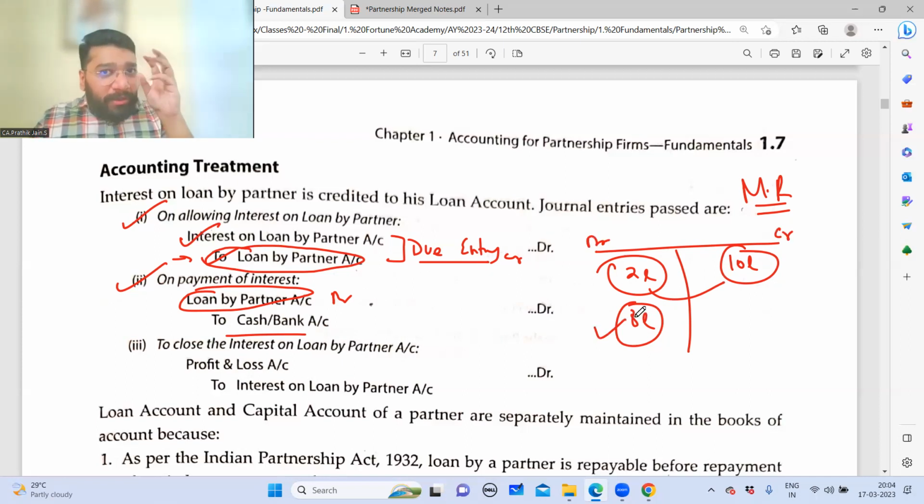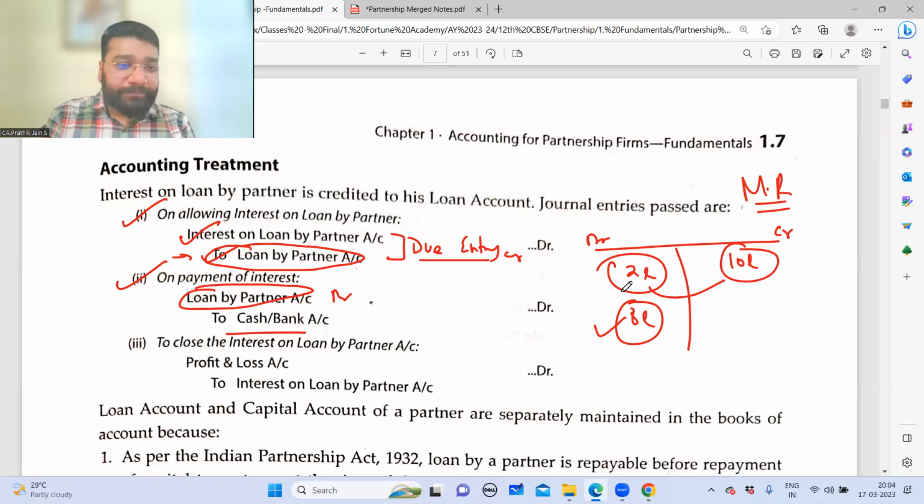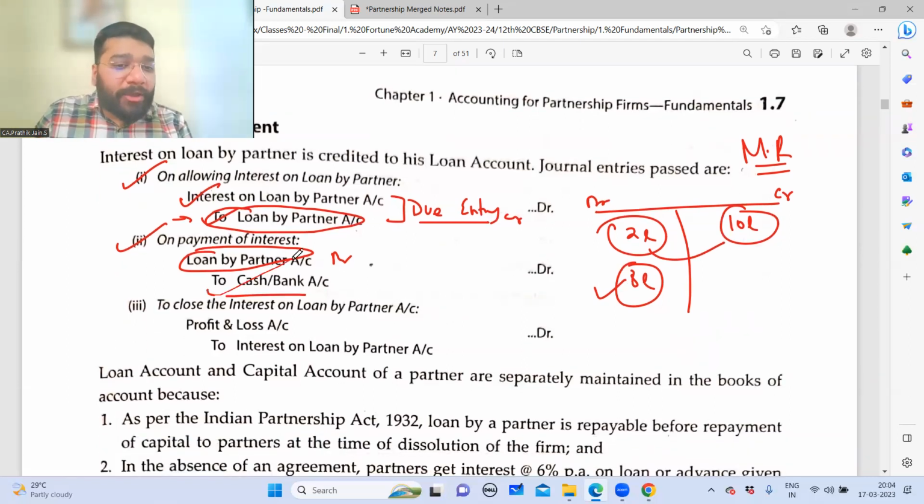So the concept of debit credit is designed in such a way that it in itself will do the plus and minus for you without any confusions. That is how this concept is beautifully been designed. So on payment of interest, loan by partner to cash in bank.